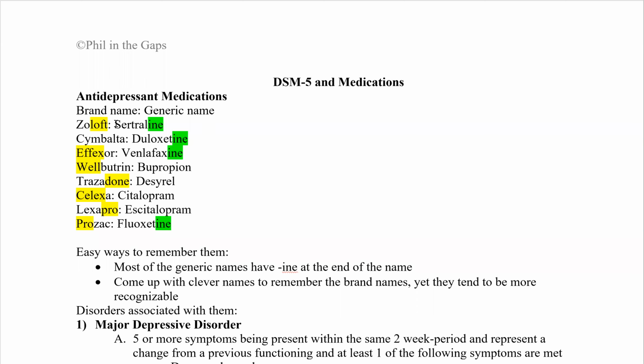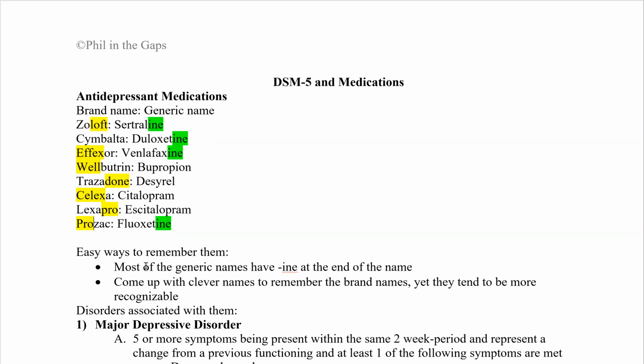And then on the brand name side, Zoloft helps to loft the person's mood. Effexor positively affects the person's mood. Wellbutrin helps the person to feel well. Trazodone helps the person's depression to be done. Celexa helps a person to select a positive mood. Lexapro helps a person feel like a pro. And Prozac helps a person to feel like a pro as well.